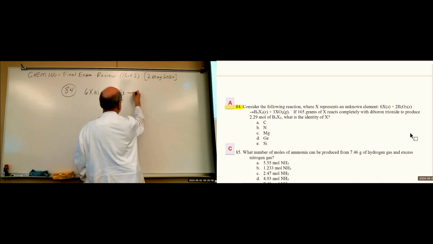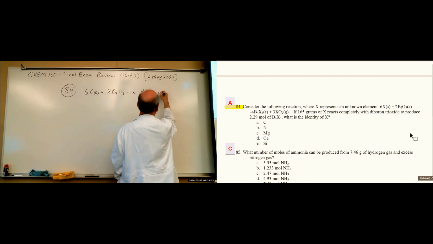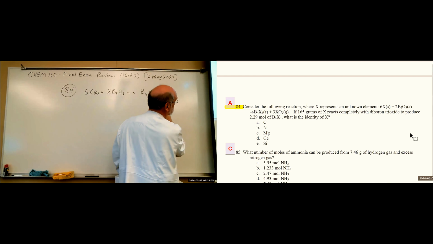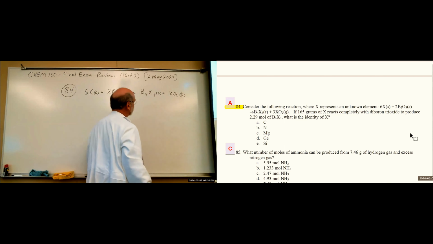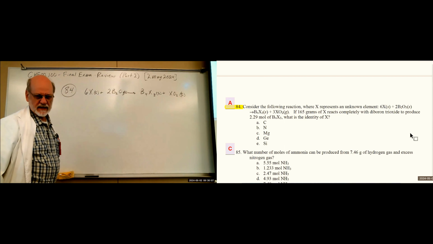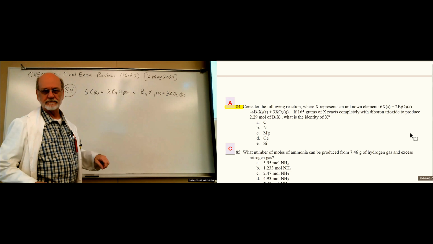And yields B4X3 solid, and XO2 gas. Okay. Let's see if I wrote that correctly. 1, 2, 1, and 3. Good to double check. Okay.